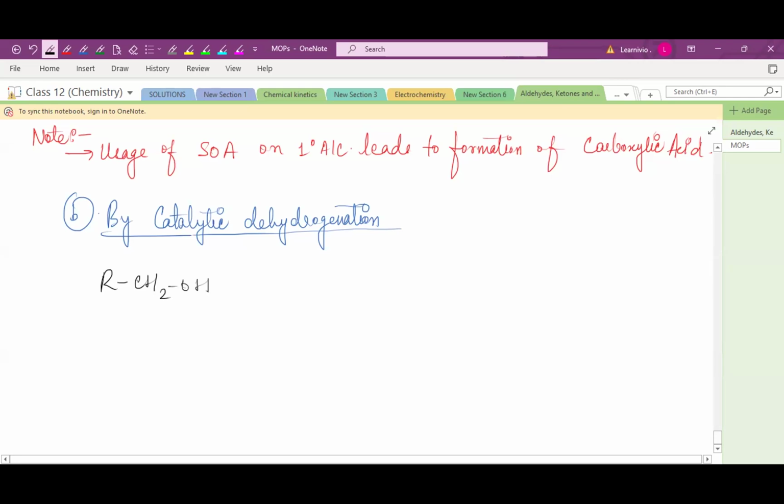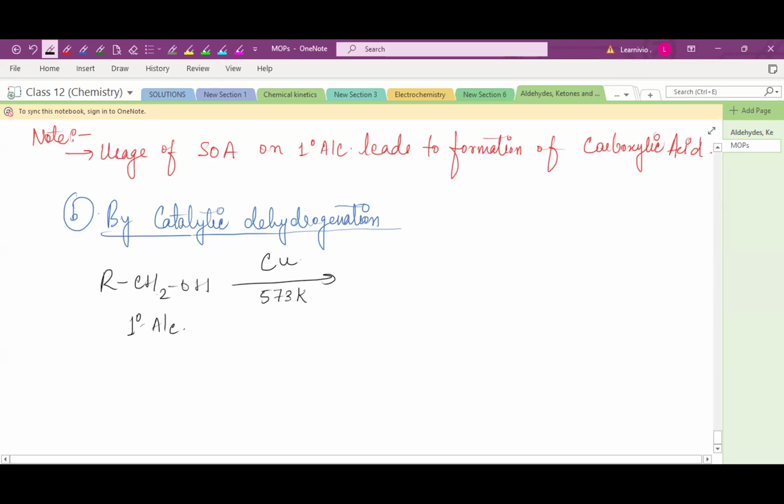Okay, let's see. First, catalytic dehydrogenation of, let's say, the primary alcohol. So it's a primary alcohol, right? Because we are just using the catalytic dehydrogenation, in the presence of Cu, copper we use, and instead of copper you can also use Ag, silver, at 573 Kelvin. If you see this reagent on the arrow, copper and 573 Kelvin temperature, let's do the catalytic dehydrogenation.